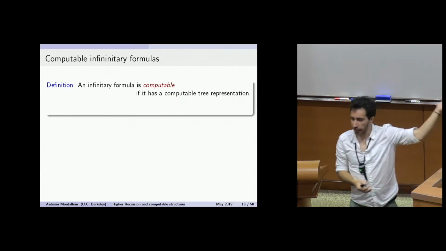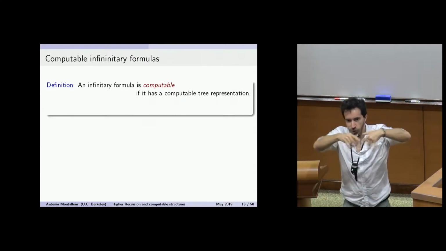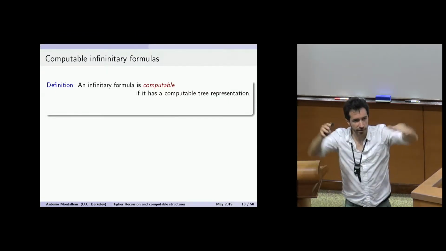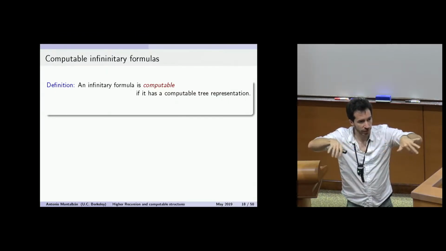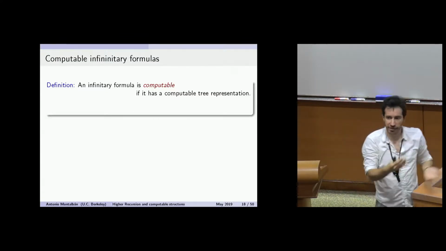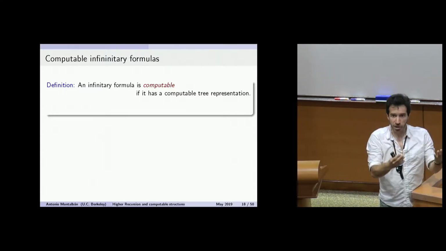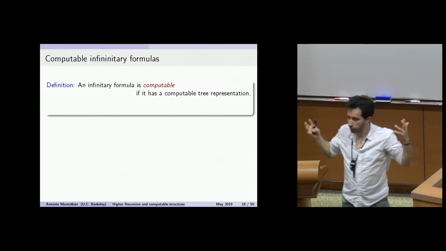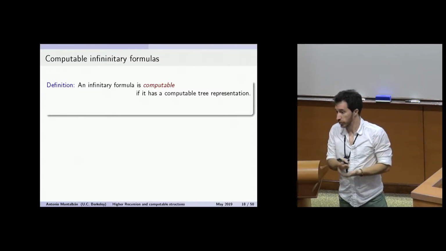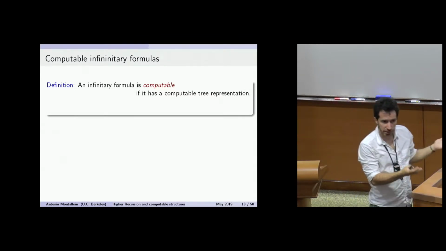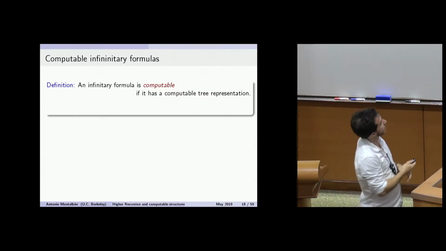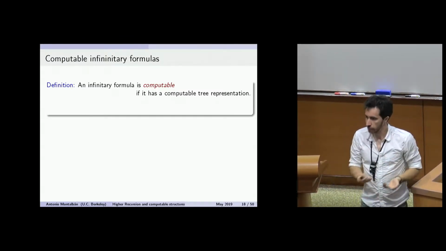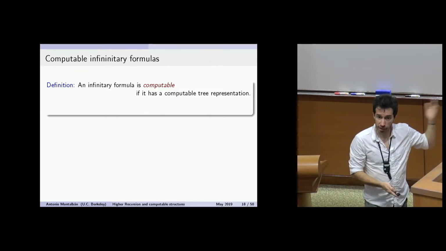In the case of an infinitary formula, it's the same. But now your tree is infinitely branching. Every time you have an OR, it branches into infinitely many things, and when you have an AND, it branches into infinitely many things. So you can find a way of finding an object that represents this formula. Essentially, we are writing down the whole formula. But now it's an infinite tree. It's still well-founded, this tree, but it's an infinite tree. Well, so if you can represent it with a computable tree, then you say that the formula is computable.